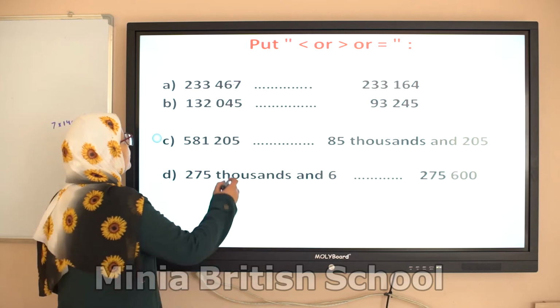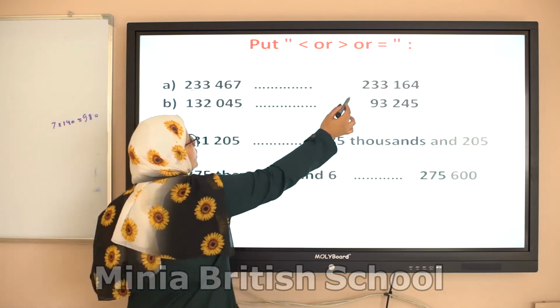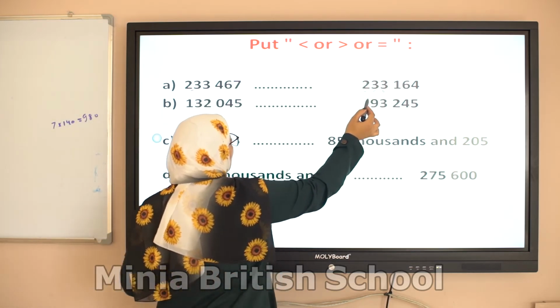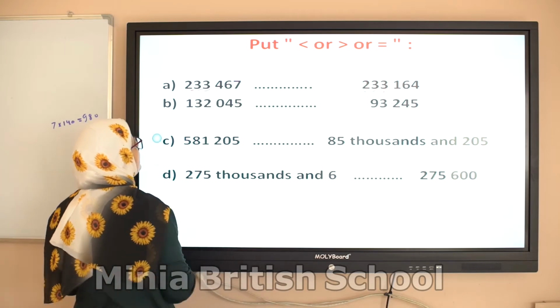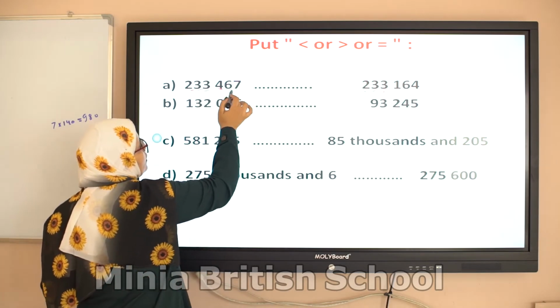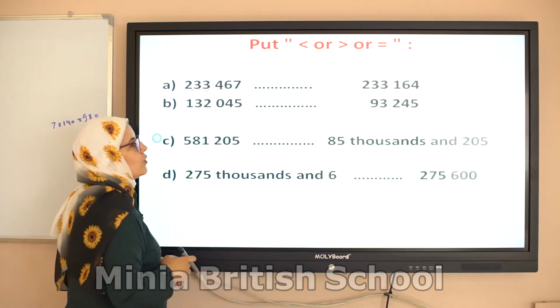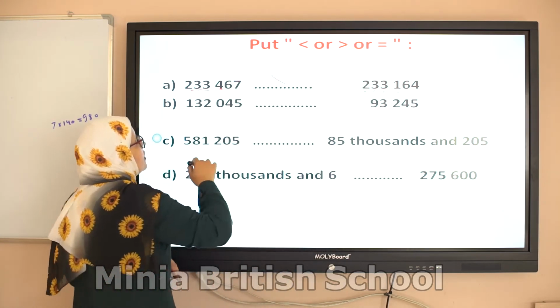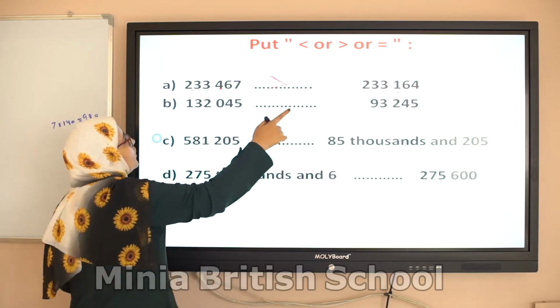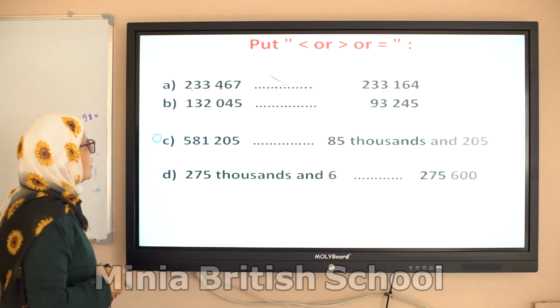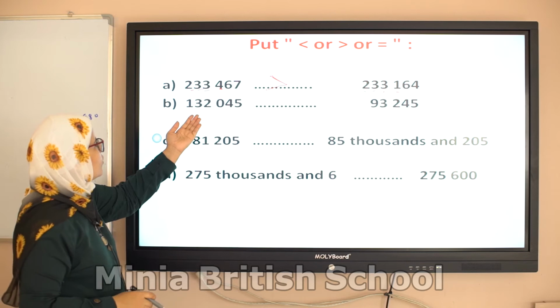So I will start here. We have 2. Here we have 2. Here we have 3 and 3. 3 and 3. Here we have 4. Here we have what? 1. Which one is the greatest? 1 or 4? 4. So this number is greater than this number.